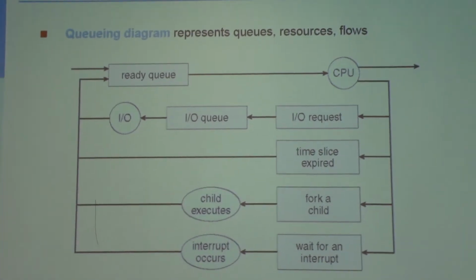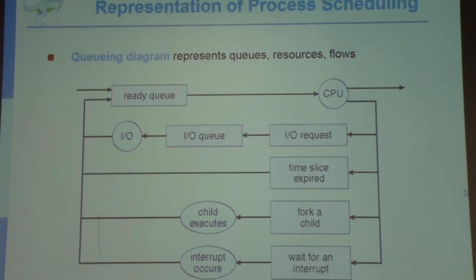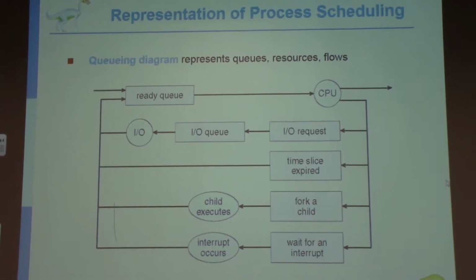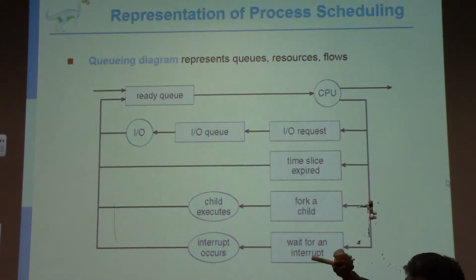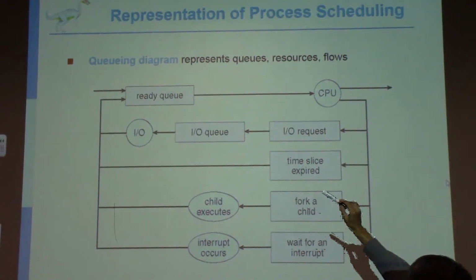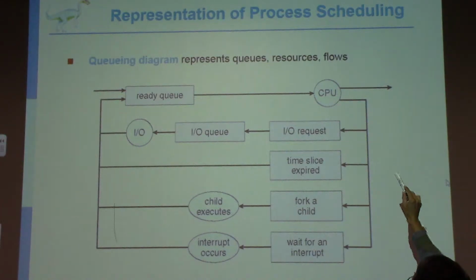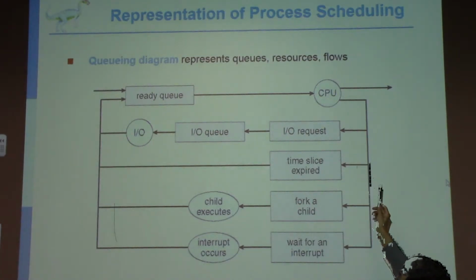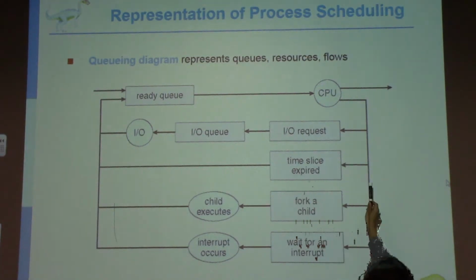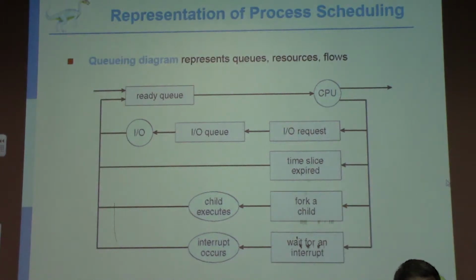So this is called the queuing diagram. Okay, from the ready queue, where the process is ready to get CPU resources, the CPU can select a PCB. The process will be selected by the CPU. Then for a while, it will either make an I/O request, okay, so it will wait in the I/O queue, or the time slice expires, which means the maximum CPU time for each process.